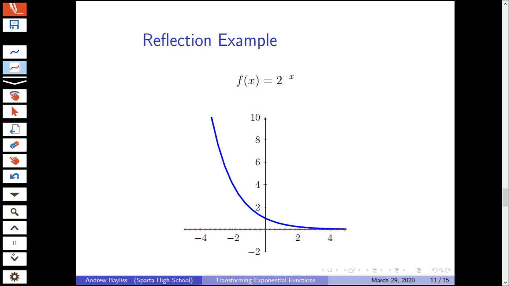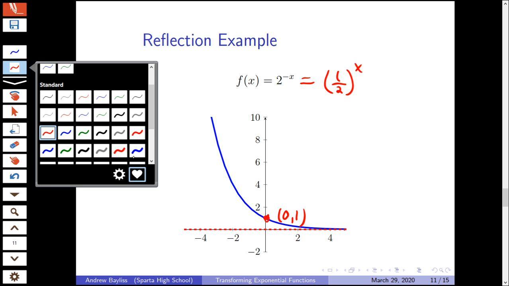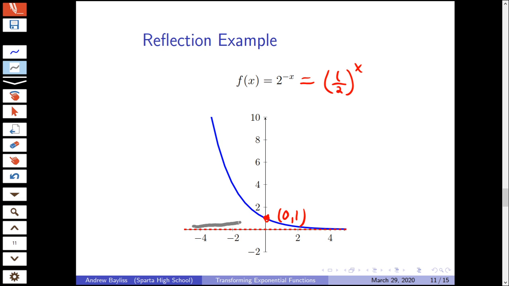Okay. Some reflections, 2 to the negative x. Of course, we know that this is the same exact thing as (1/2) to the x. This is just a decreasing exponential function. It flips it over the y-axis. We still go through (0, 1). And of course, the original 2 to the x would look something like that. Okay, that would be 2 to the x.